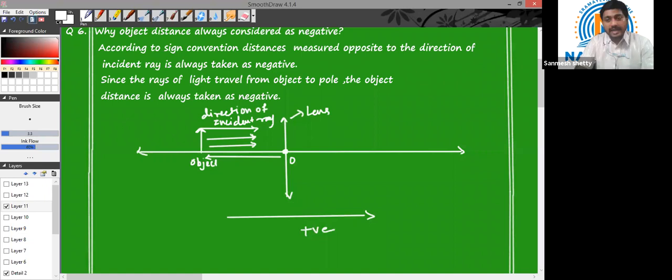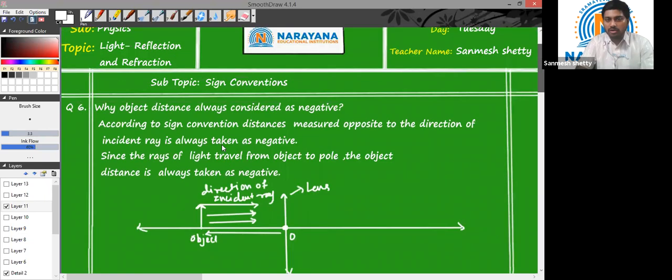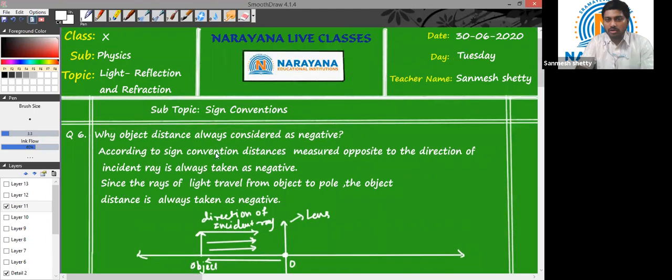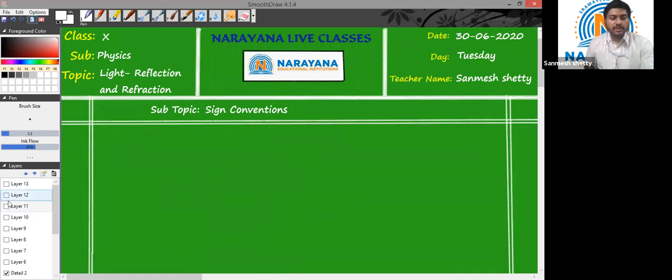Again, one more suggestion, whenever you are solving problems with respect to lenses, use the proper sign convention. According to our sign convention, distances which are opposite to the direction of incident ray are always taken as negative. Now since the rays of light travel from object to pole, the object distance is always taken as negative. I hope the point is clear. Let us proceed further to our next question.